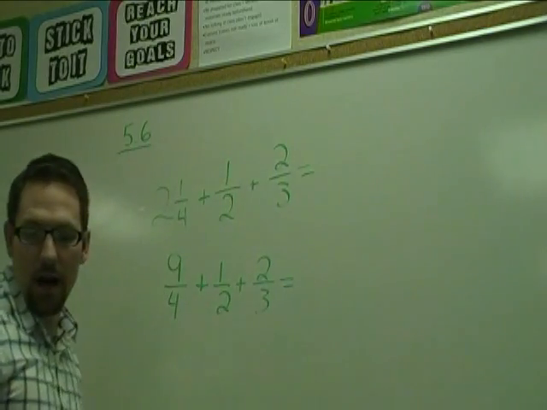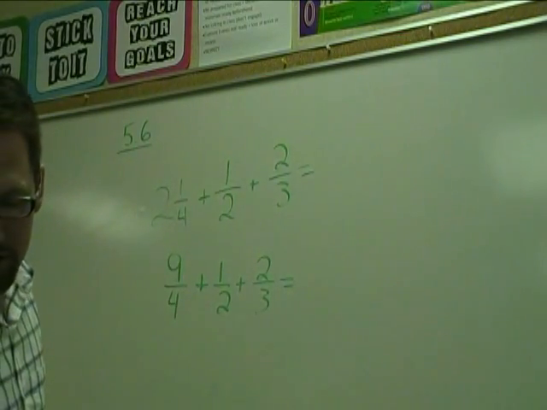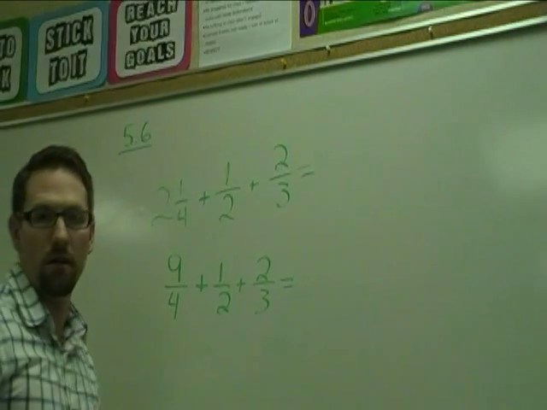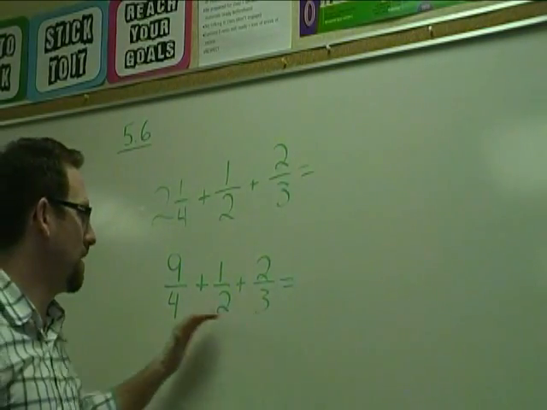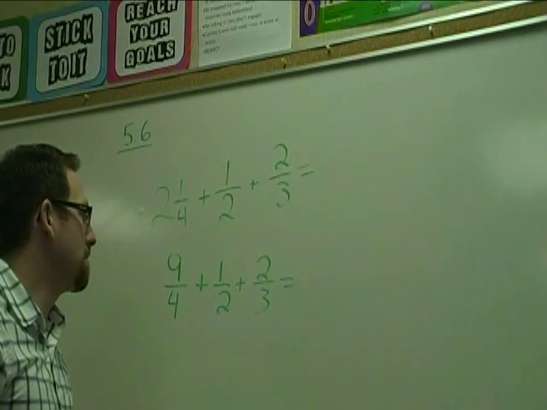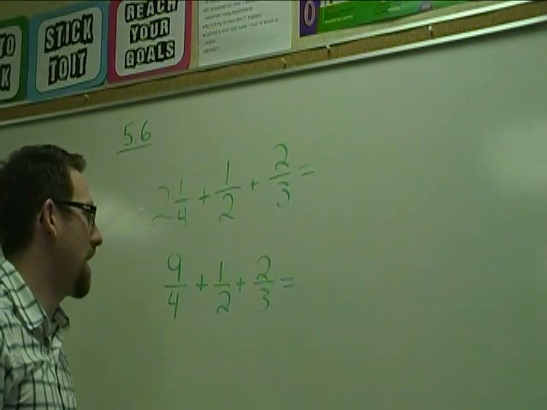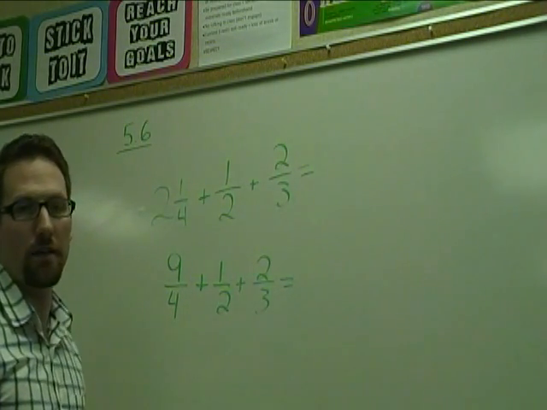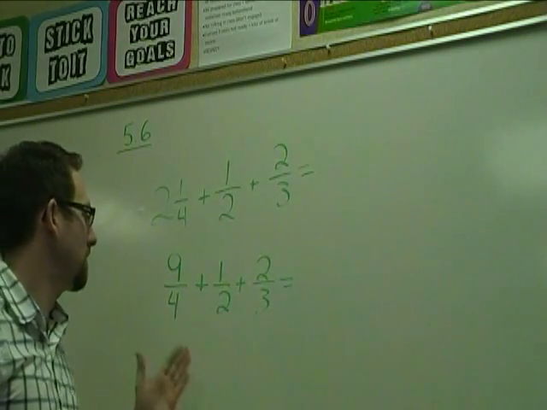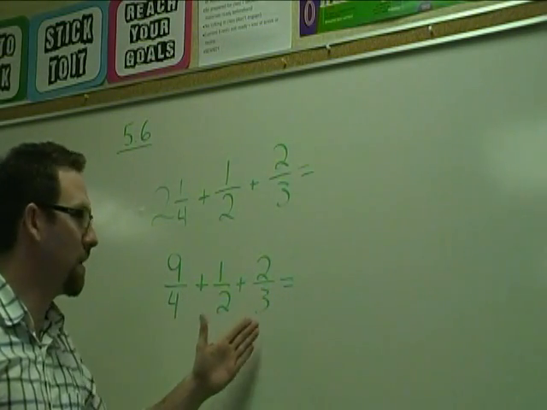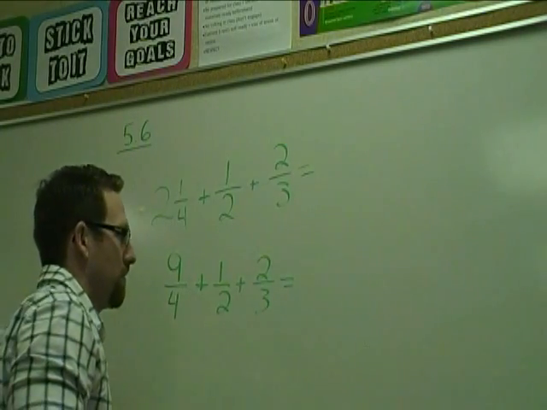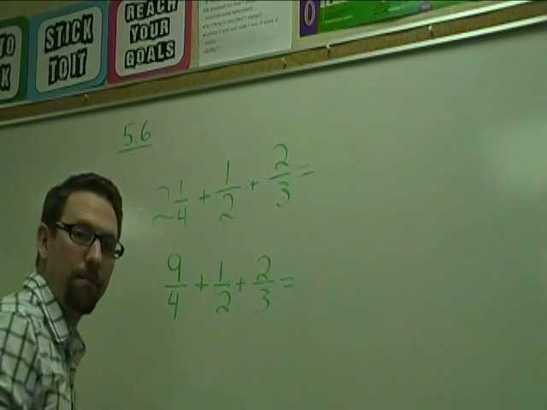Now, there's a trick to this though. We need to find a common denominator for all these denominators down here, okay? Now if you know your multiplication tables and your factors, you should be able to look at this and say, okay, I know that all these denominators, the number 4, the number 2, the number 3, they're all multiples, or factors, of 12, right?